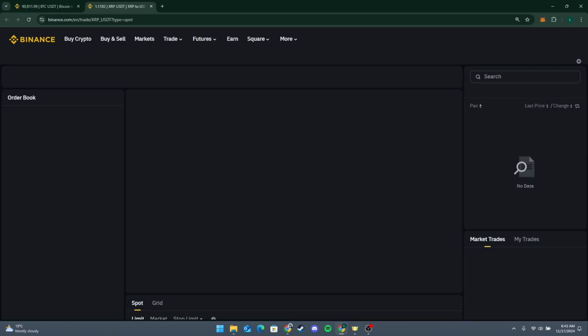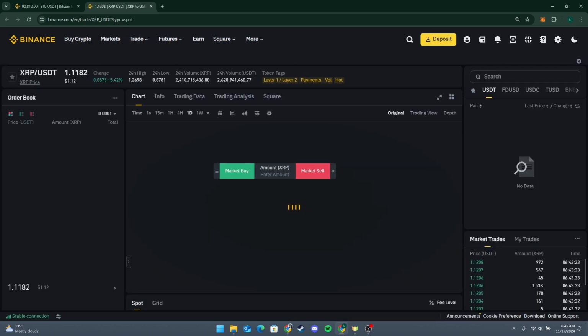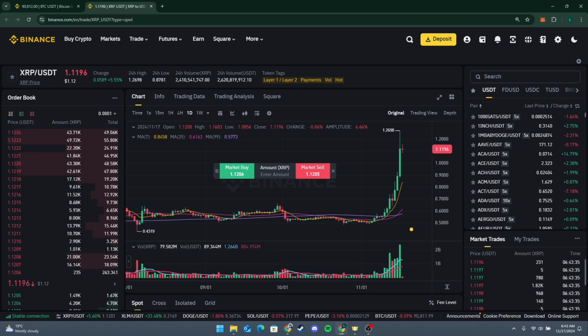You will have several order options. You can use market order, which is the fastest way to exchange XRP for USDT. You can also use limit order. Set a specific price at which you want to exchange XRP for USDT. After that, enter the amount of XRP you want to convert.